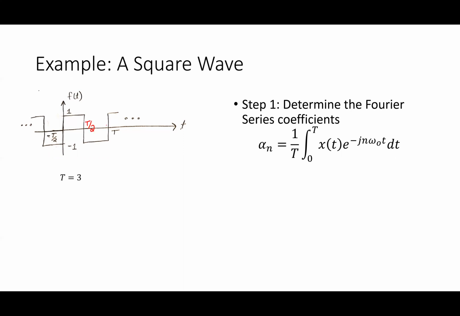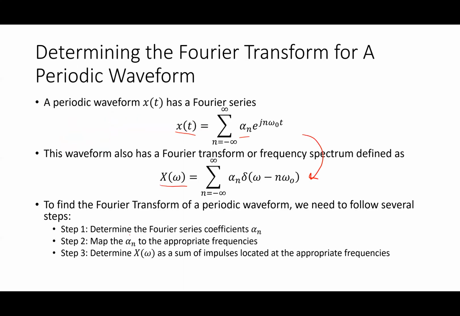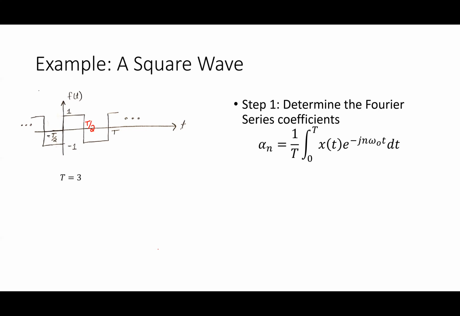All right. And then it's -1 from t over 2 to t. And what I want to do is go through these steps. I define the steps, figure out the Fourier series coefficients, map those to frequencies, and then determine x of omega. I've said that my period here, T equals 3, because I'm going to put this into MATLAB to make a graph of it. I like keeping stuff in terms of variables rather than numbers, so I'm going to keep it in terms of variables first.